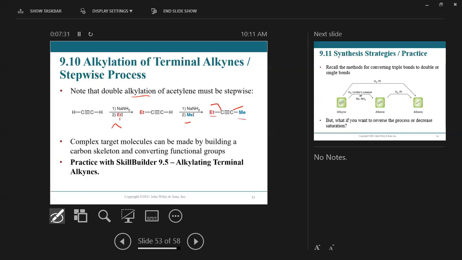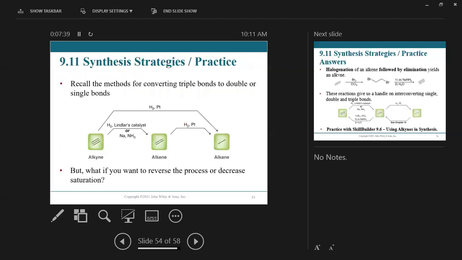It says complex target molecules can be made by building a carbon skeleton and converting functional groups. So recall that there are methods of converting triple bonds to double or single bonds. If we want to just take this triple bond to a single bond, all we have to do is use the platinum catalyst. Remember, if we want to just take it to a double bond, we have to poison it somehow. So we use the Lindlar's catalyst, and we can take this to the single bond if we want to.